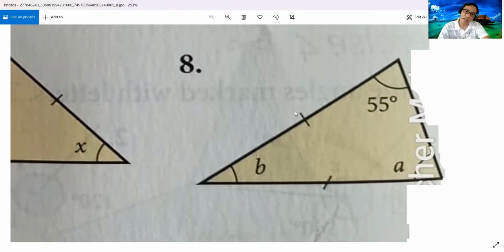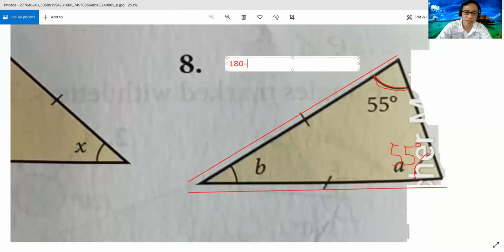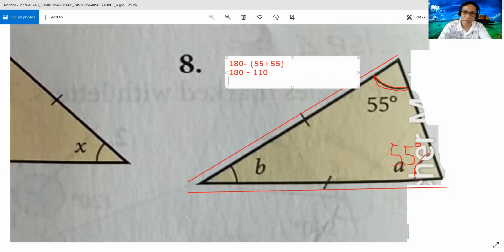Number 8. For number 8, again, this side and this side are equal, and this side and this side are also equal. Therefore, the base angles are this and this. So if this angle is 55 degrees, angle A is also 55 degrees. And then to get angle B, add these two angles and subtract from 180 degrees. So 180 minus the sum of 55 plus 55. 55 plus 55 is 110. Therefore, angle B is 70 degrees.